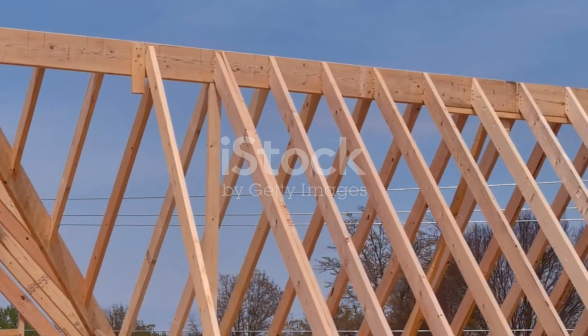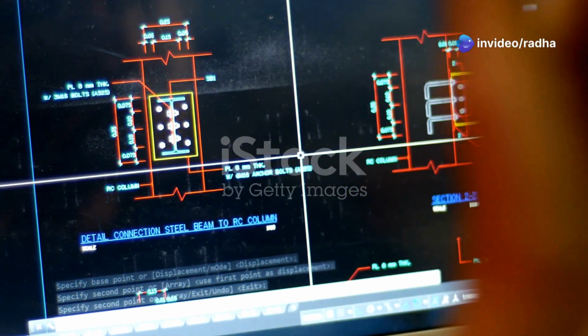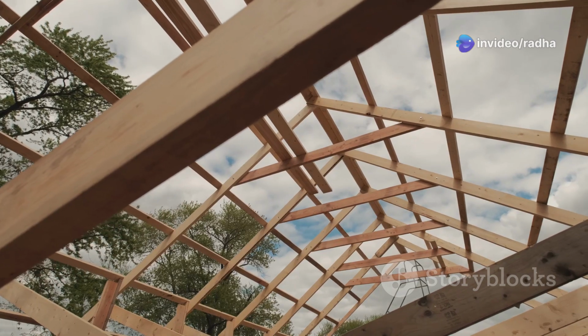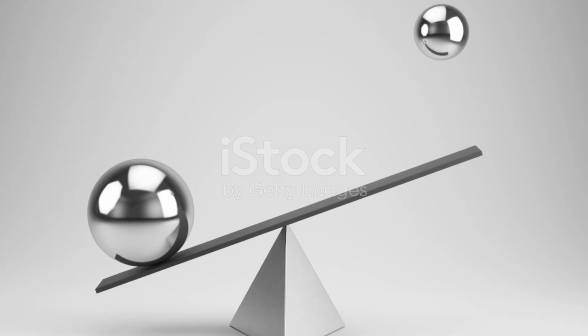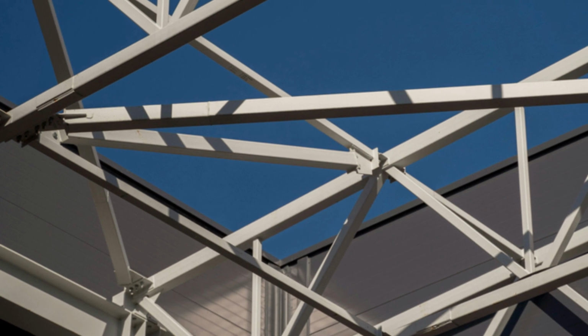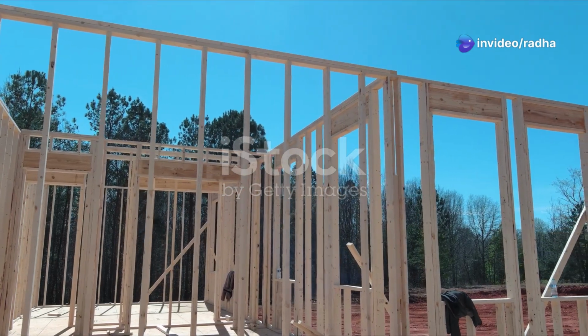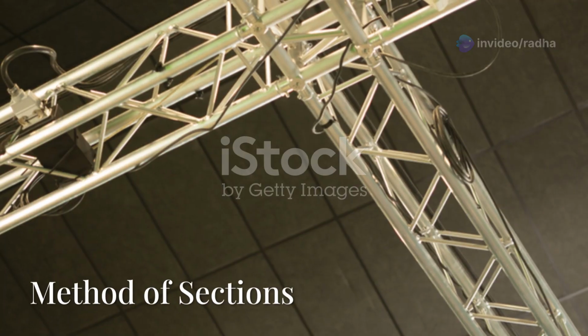Now that we know what trusses are, let's explore how engineers analyze them to ensure their stability. One common method is the method of joints. This method involves analyzing the forces acting at each joint of the truss. By applying the principles of equilibrium, engineers can determine the internal forces in each member of the truss. This analysis ensures that the truss can withstand the applied loads without buckling or collapsing.